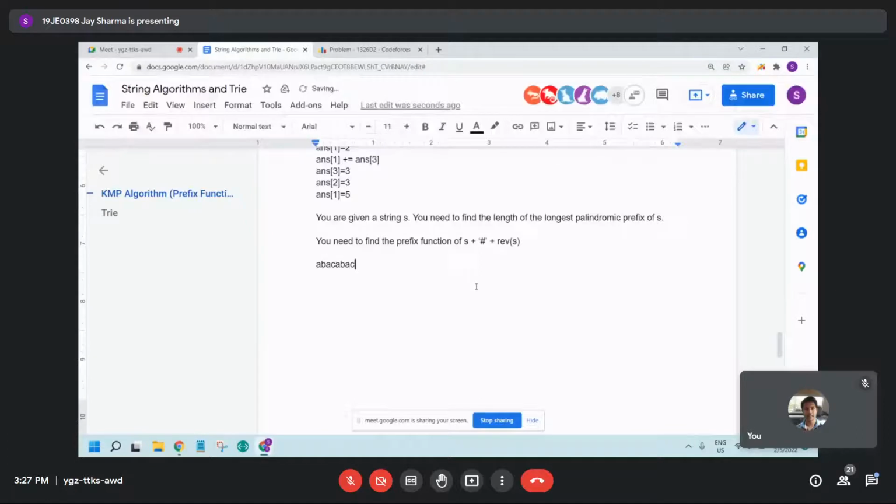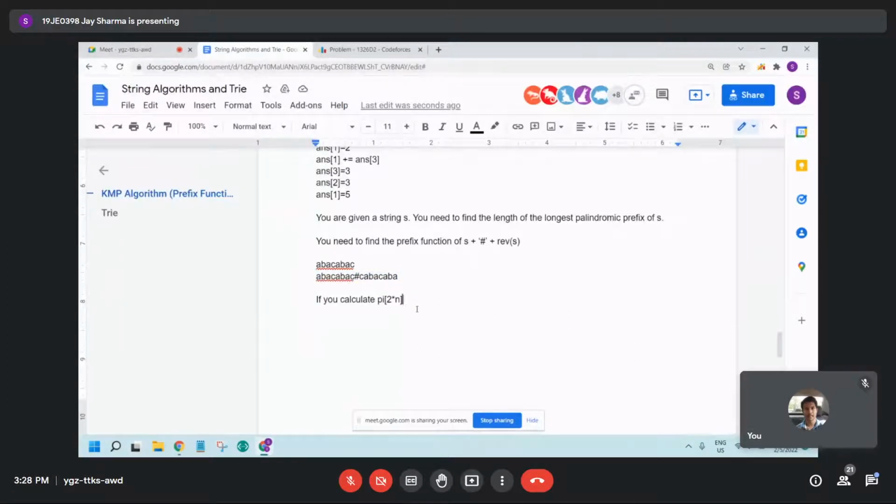Okay, suppose this was our string and we have to find the length of its longest palindromic prefix. So if we reverse this and add it with a hash, you should get something like: a b a c a b a c hash c a b a c a b a. If you calculate the prefix of, let's say, pi of the last index, whatever the last index is, that should be equal to 2 into n, because its length will be 2 into n plus 1.